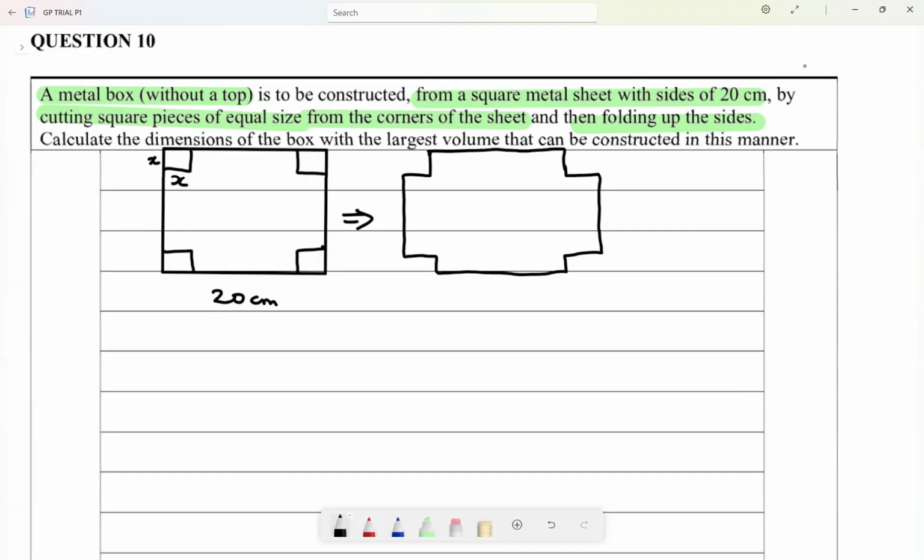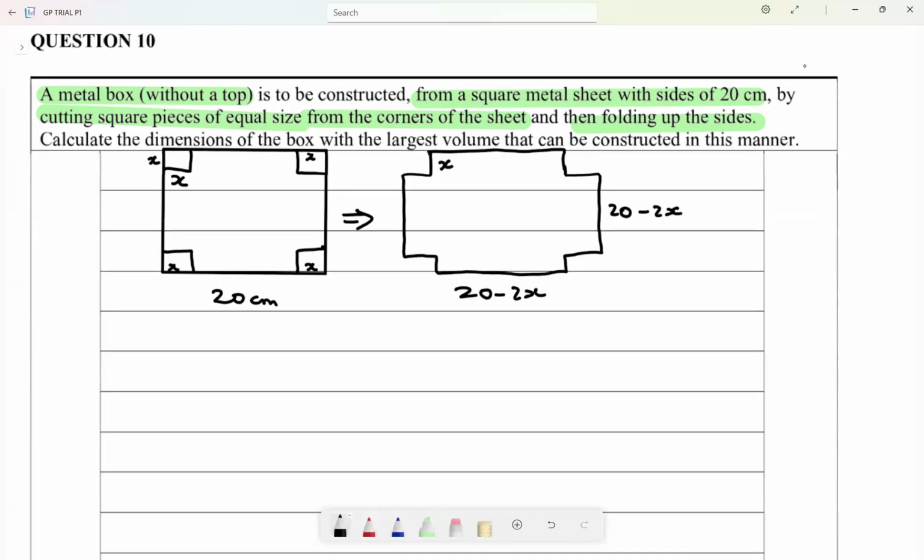Now when we remove this, remember they have the dimension of x. This part has the dimension of x. When I remove those x and x, do you agree that it's going to be 20 minus x, which is 20 minus 2x, not x squared, but minus 2x. So each and every dimension of the base is going to be 20 minus 2x.